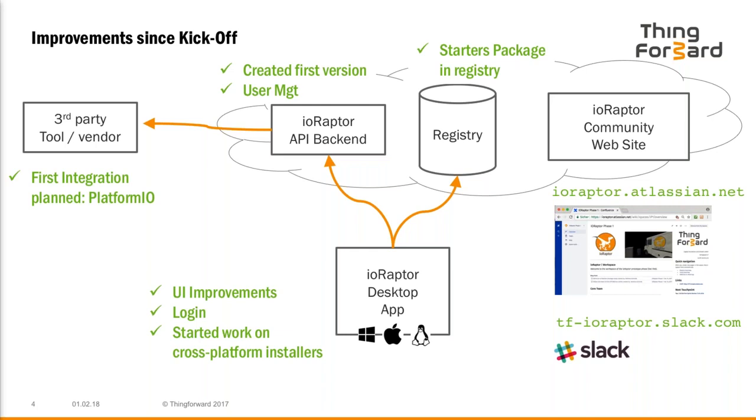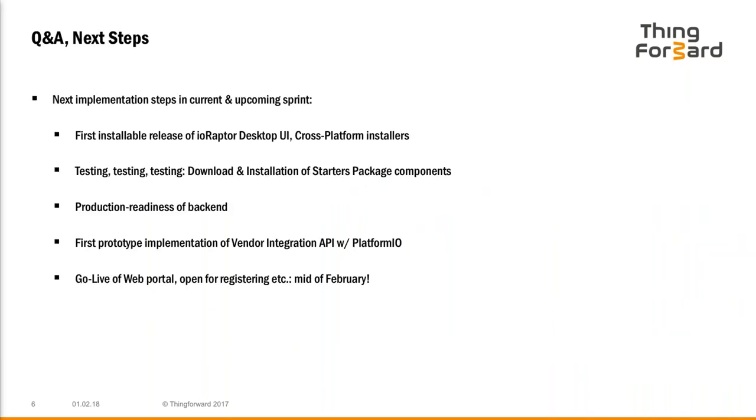We already had that. That was the demo. So what's up as the next steps for the upcoming sprint? Of course, we want to have the first installable release with cross-platform installers ready. They're in the making right now, and we want to have them finished by end of next week. That means for us a lot of testing: downloading and installation of the starter package components of ioRaptor itself. We also need production readiness for our backends. Of course, there's still some work to be done there.